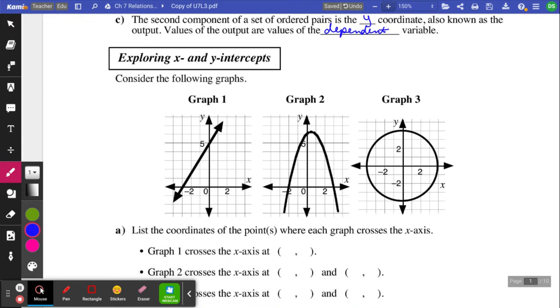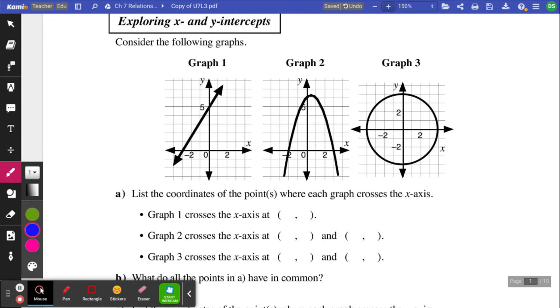All right. Consider the following graphs. Let's talk about the X and the Y intercept. Okay, an intercept is like an intersection where it crosses. So if I was looking at graph 1 and I want to know where it crosses the X-axis, I'd look down here. Down here is where it crosses the X-axis. So this is the X-intercept. And what would you say it is? What's the value of this point?